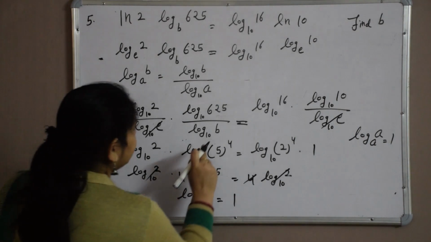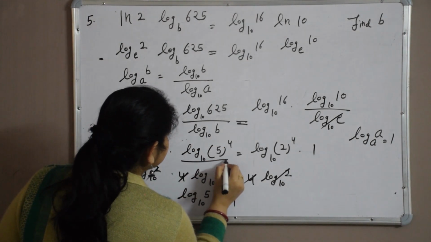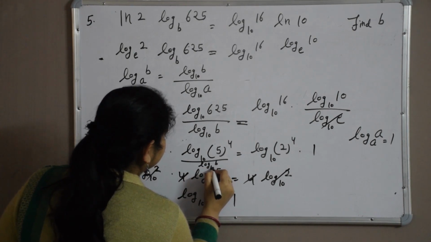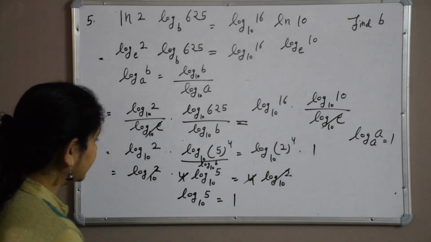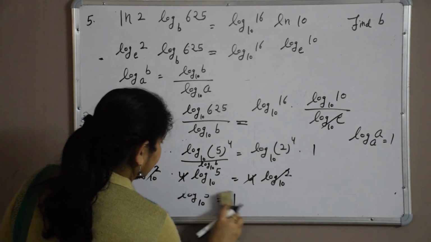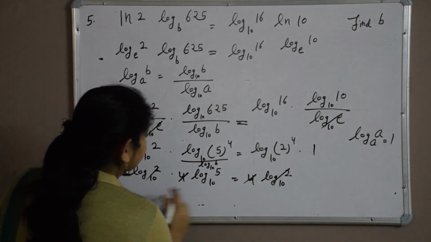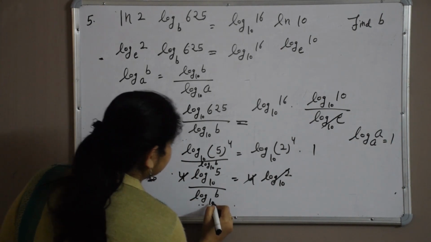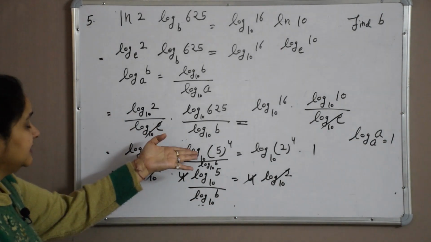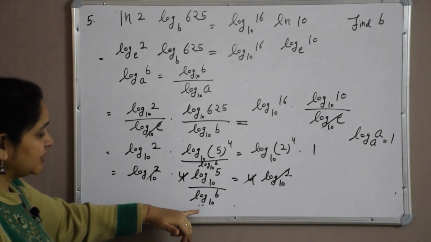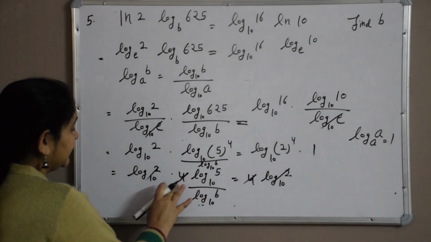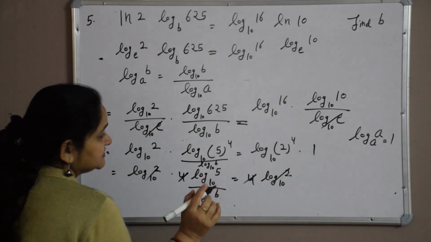One mistake we have committed: this was also there, log of b to the base 10, this we need to write. In this step also we need to write log of b to the base 10. So in this step we forgot to write it, so I am writing here log of b to the base 10, this 4 cancels with this and this cancels with this.